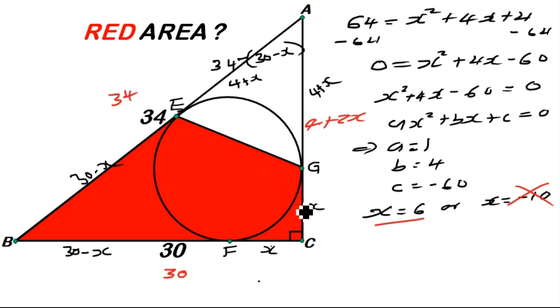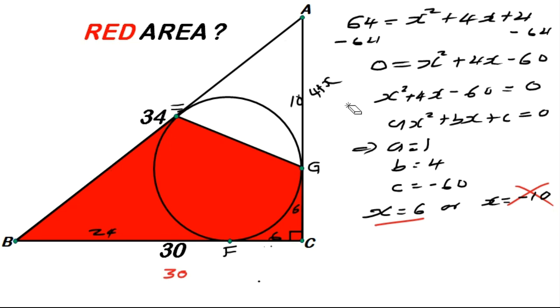So it means this length here is 6, this length is 6. Here we add 4 plus x. So 4 plus 6 is going to be 10. Then 30 minus 6 is going to be 24, in that order. So when you substitute, what do we now have in the diagram here? The value of x. So from A to G is 10, meaning this length is also going to be 10.